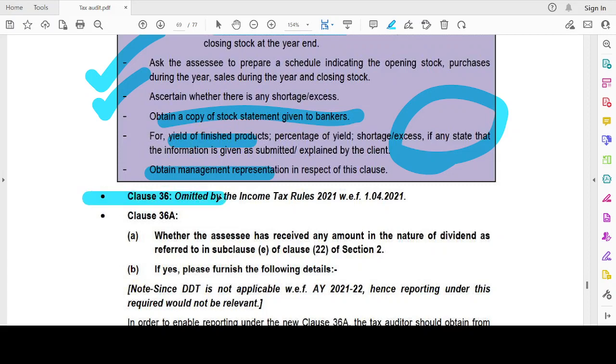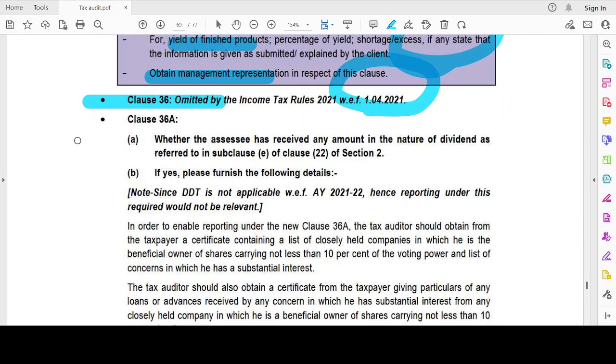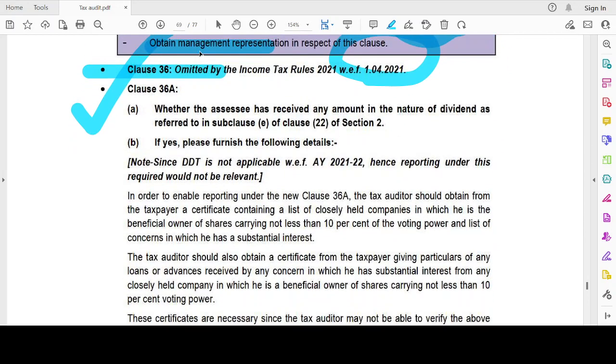Clause number 36, by the Income Tax Rules 2021 with effect from 1/4/2021. Clause 36A. Whether the SSC has received any amount in the nature of dividend as referred to in sub-clause (e) of clause 22 of section 2, that is deemed dividend, right? If yes, please furnish the following details.